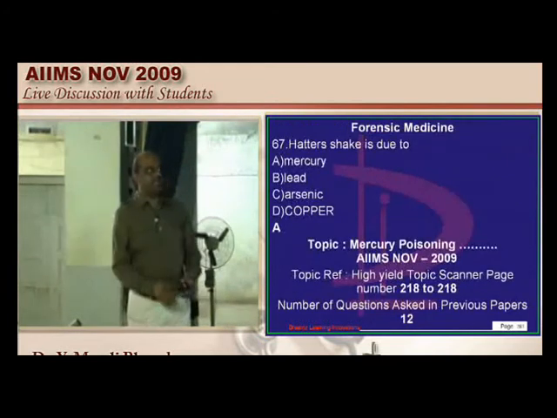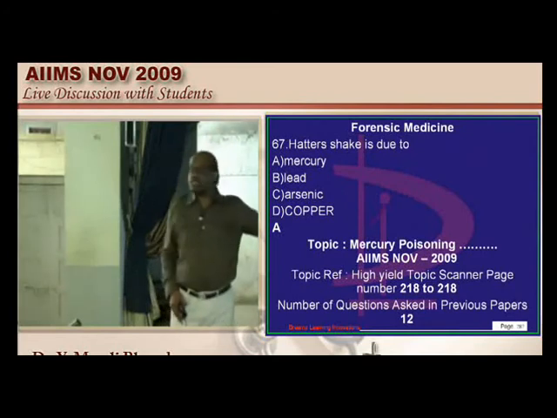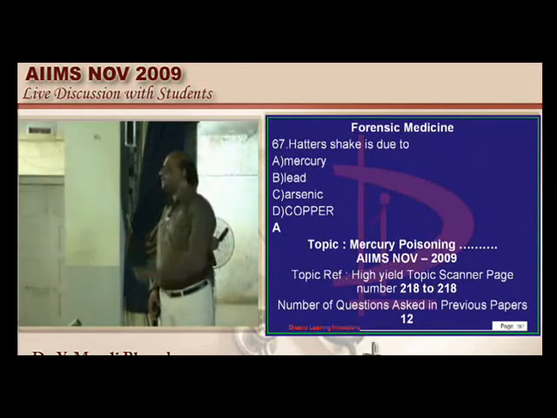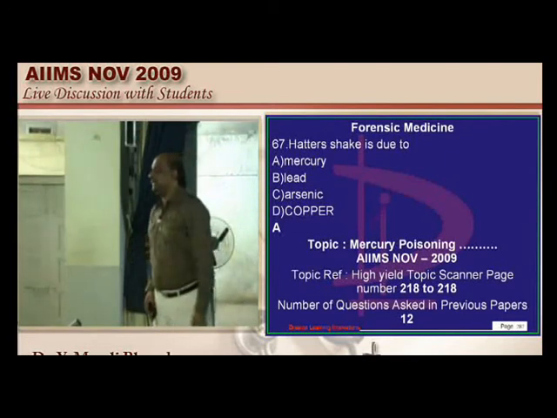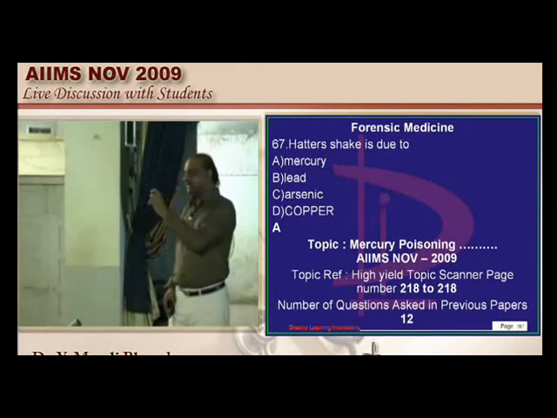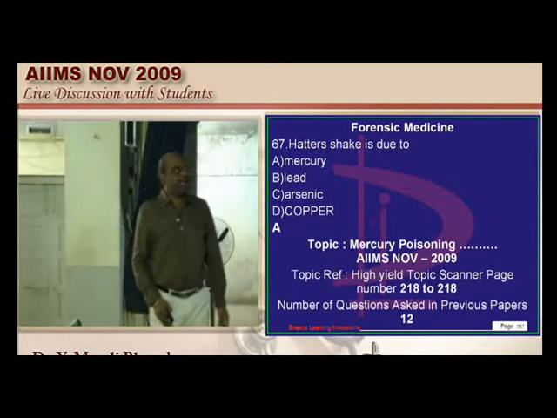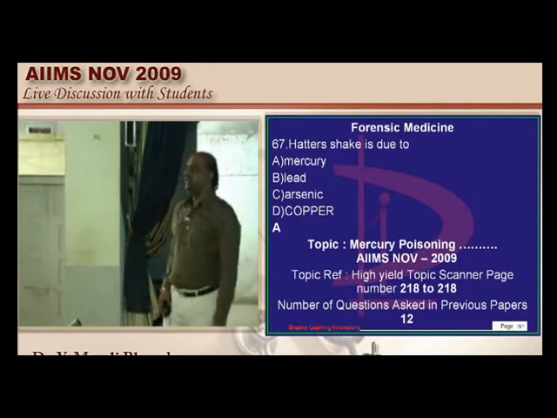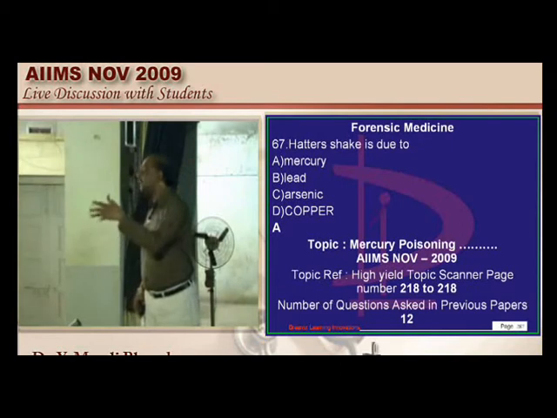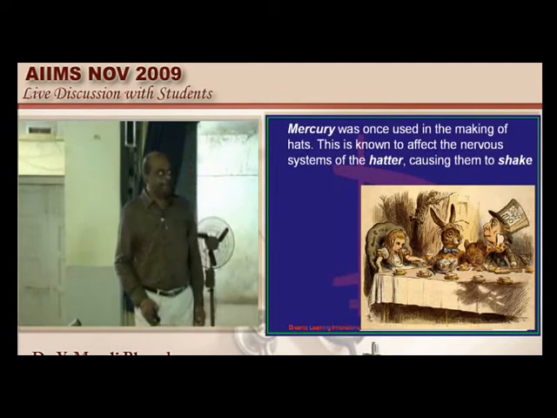Now let's take up the next question. What do you mean by Hatter's shake? If you look at the past 15 years of question papers, AIIMS, All India, PGI, around 12 times the questions came on mercury poisoning. I leave to you the reference numbers of the pages in high yield topic scanner. So you should remember that it is the hat making industry. People were subjected to mercury poisoning and they were shaking at the dining table. So hence it is called Hatter's shake. The mercury poisoning is what needs to be remembered.